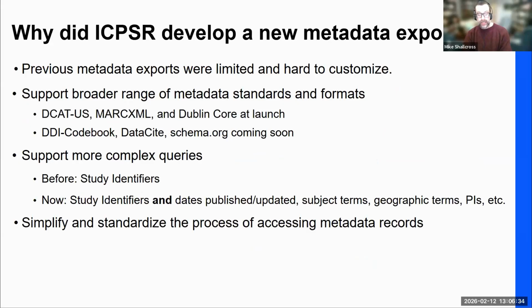ICPSR has provided access to its metadata records for more than 50 years, going back to the annual Guides to Resources and Services that were distributed to member organizations in the early 1970s. We made the decision to develop a new tool for metadata exports due to a confluence of numerous factors. First, our previous metadata exports were limited to a handful of metadata standards and required extensive IT involvement to customize and manage. The new API, on the other hand, will support a broader range of export formats.